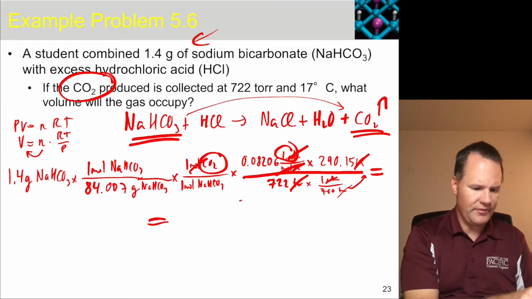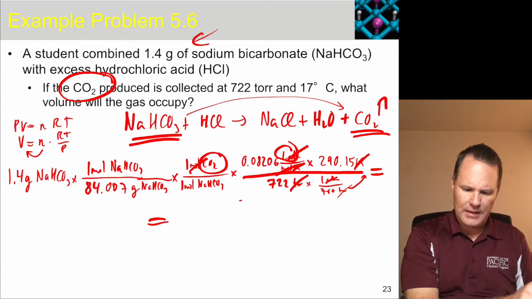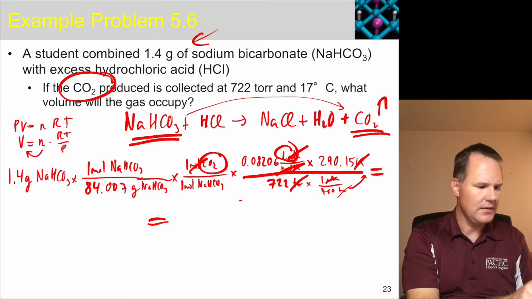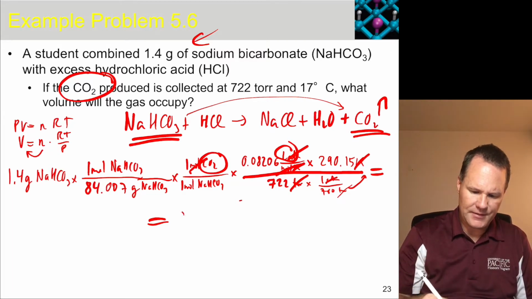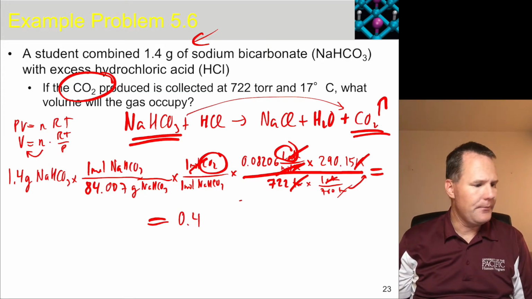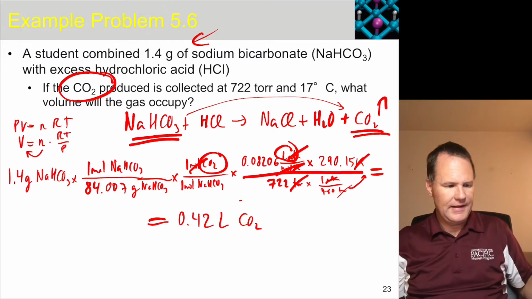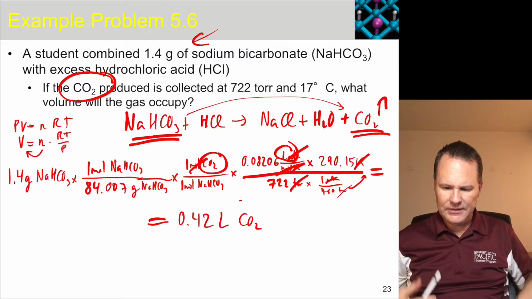So 1.4 divided by the molar mass, and then multiplied with that 0.08206, multiplied with the temperature, and then divided by 722, multiplied by 760, and that gives me 0.42 liters of CO2. Well, that looks interesting, doesn't it?